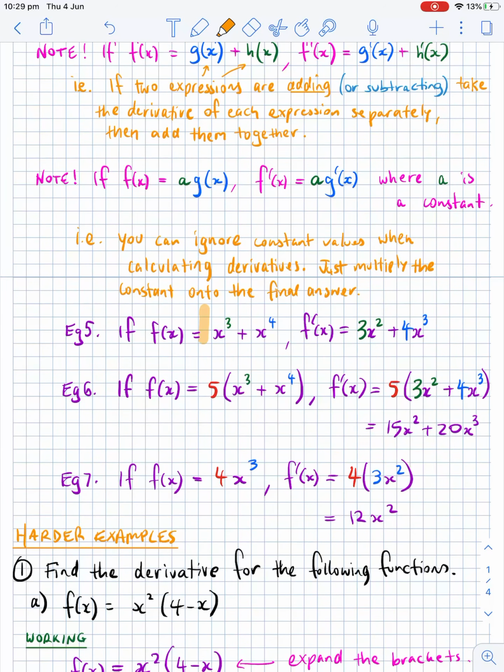So let's do some examples with this. You can see here that our function is x cubed plus x to the power of 4. So we've got an expression here and an expression here.